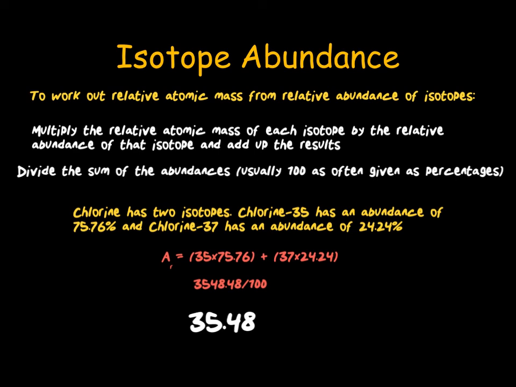It is important when doing relative atomic mass calculations that you work it out fully and do not just write the answer from the periodic table. We can see that 35.48 is very close to the 35.5 found on the periodic table. However, you must show all of your working in order to get the full marks.